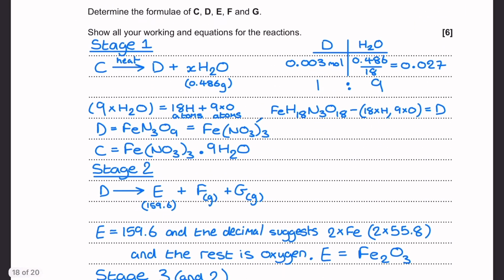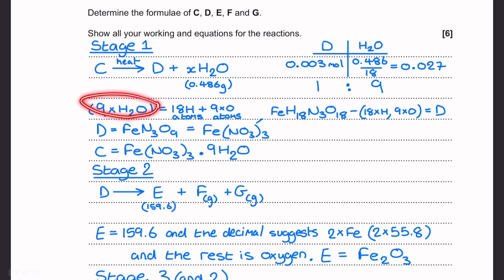So if we look down at my working out down here, 9 H2Os is going to be 18 H's and 9 oxygens from that original formula. And so if I do all of that maths essentially, so I do the full formula of C minus all of these atoms that I've now found from the 9 H2Os, I get compound D's formula. So compound D is going to be FeN3O9, which is Fe(NO3)3 when we think about common ionic substances using nitrogen and oxygen.